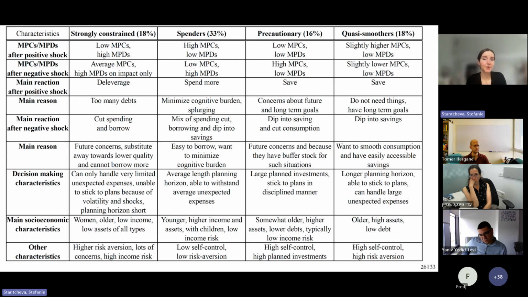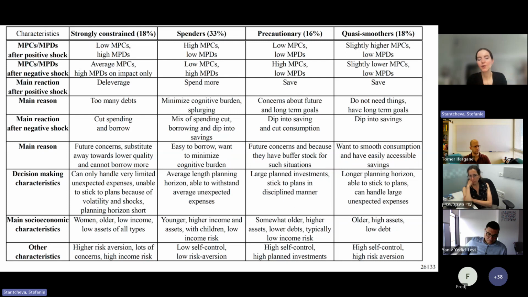The precautionary are also somewhat familiar from our standard models. So the precautionary, their main response after a positive shock is to save, and after a negative shock is to cut consumption and, if needed, dip into their savings. So they're really these careful types.